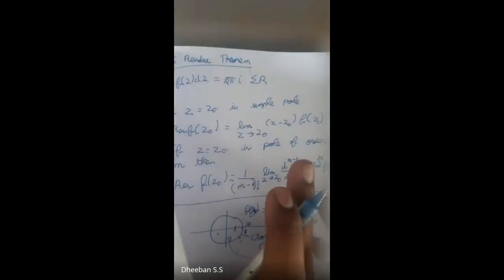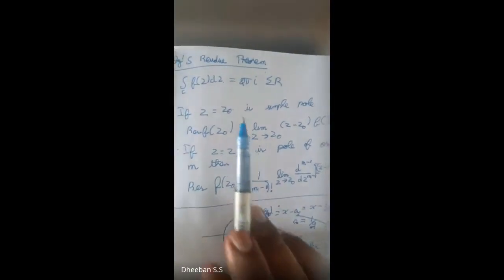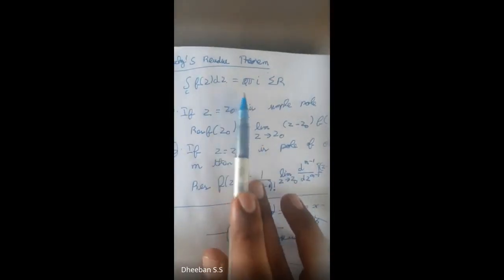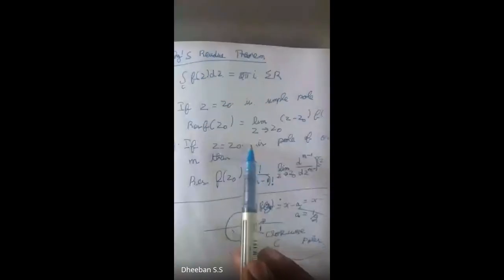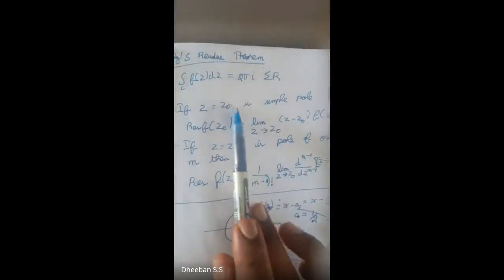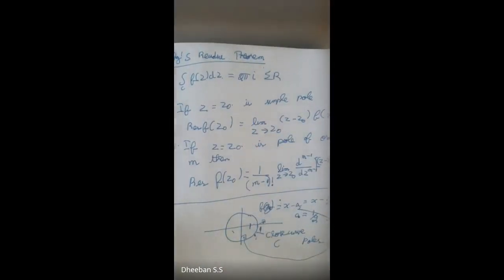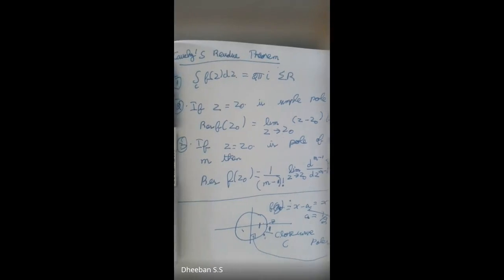Before getting into that, you just write these things. I'll be explaining to you. So you just write it out: the integral of f of z dz equals 2 pi i.